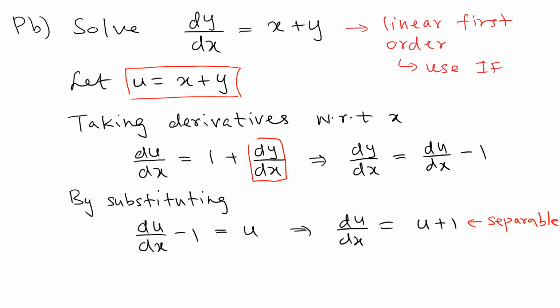So we use the separation of variables technique to solve it. We can divide by u plus 1 on both sides. So we can write du over u plus 1, move the dx to the other side, and then integrate both sides. That is the idea, because you can do this much more quickly. So let's do that.